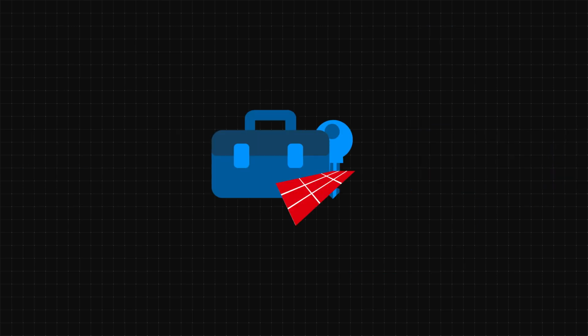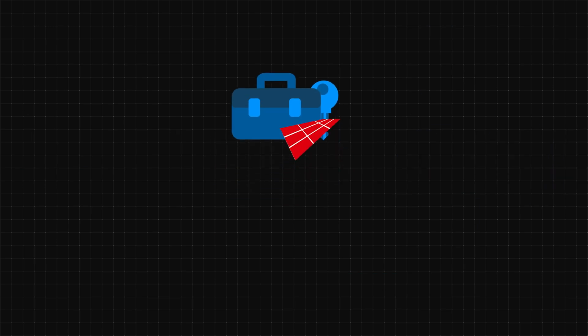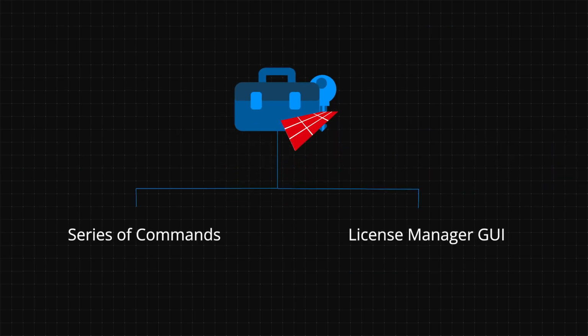GridPro's License Manager can be set up in two ways: through a series of commands or using the License Manager GUI. This video focuses on the license server setup using the command line terminal.